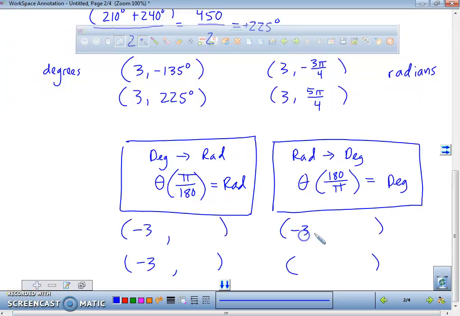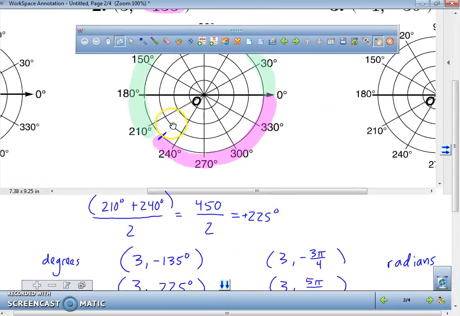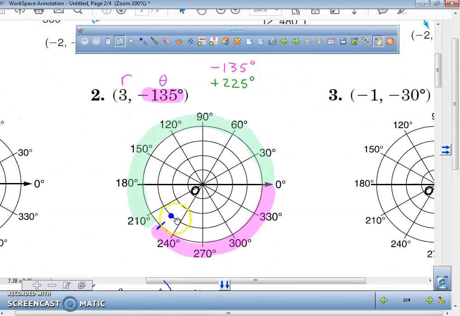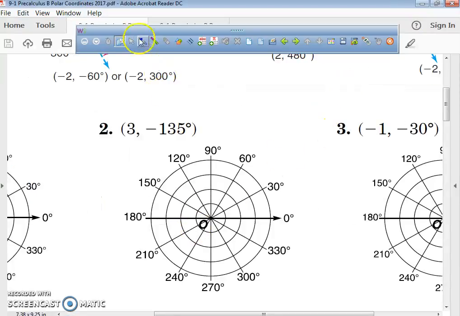So right here, for the answers in radians, write down a couple of negative 3s. When it's all said and done, we're going to have 1, 2, 3, 4 points that all represent this location on this polar grid. All right? So right now, I'm going to clear this out, so all you see is this right here.